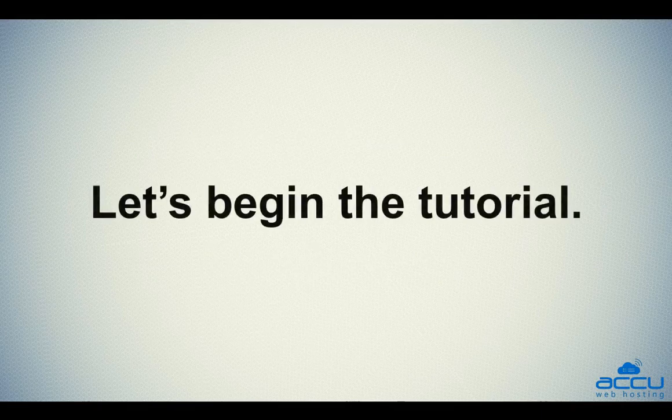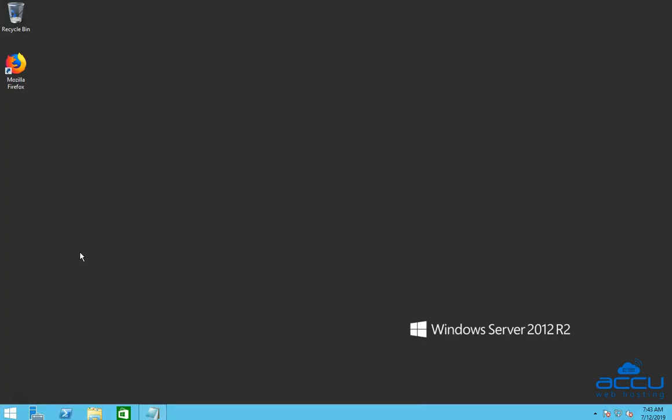Let's begin the tutorial. In order to set the email redirection or forwarding in MailEnable, you will have to log in to your Windows server with an administrator user. Here, we have used Windows Server 2012 R2 as an example.